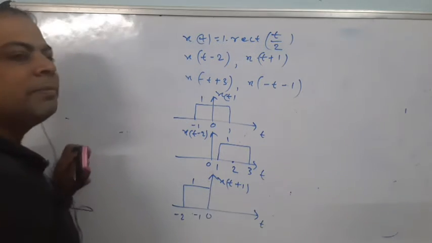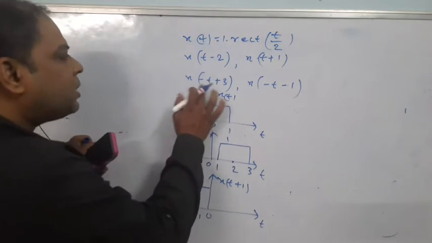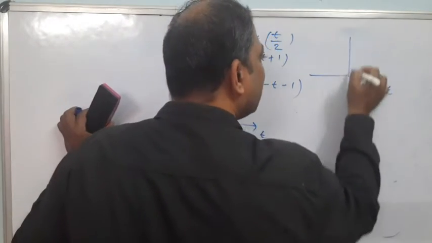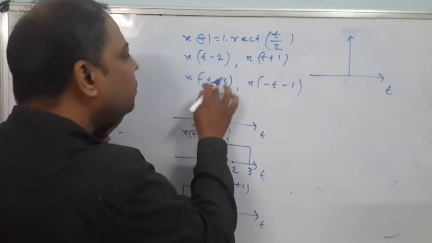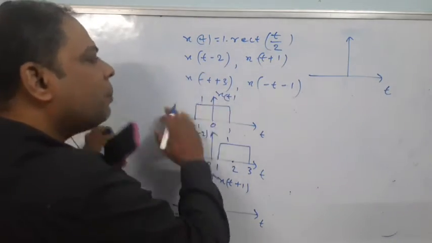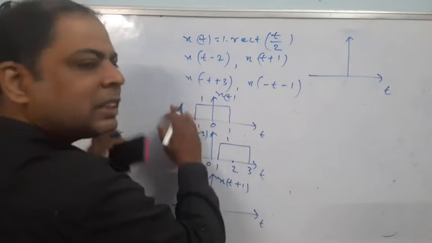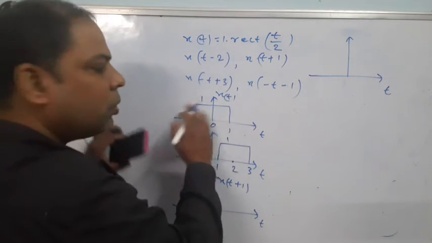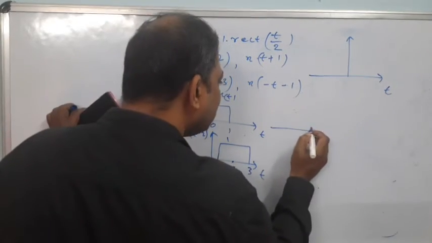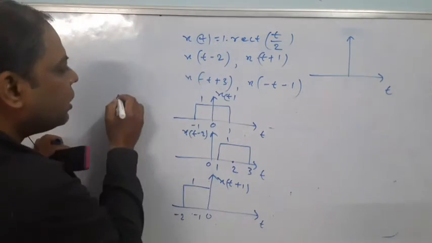Try to understand. Now here x of minus t plus 3. See how quickly I am plotting. That means this signal is folded first. Many ways are there. I am using this technique first. Another technique also I will show. So if this is folded, you will find the same signal. So this is actually the folded version of the signal.